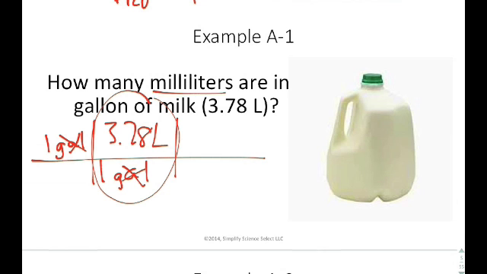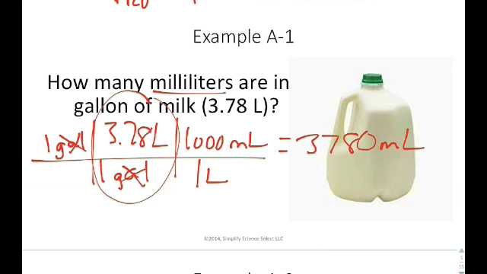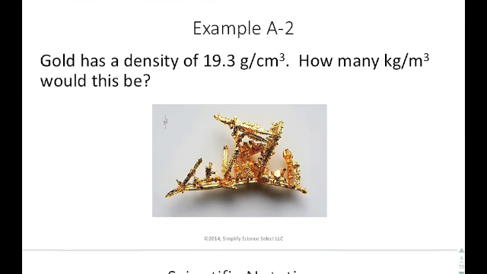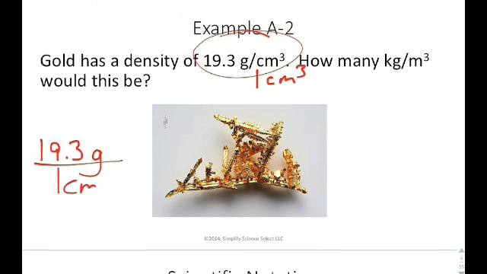But the question says how many milliliters, so I need to take it one step further, and I would say 1 liter is 1,000 milliliters. Multiply it out, you get 3,780 milliliters, and that would be your answer for how many milliliters are in a gallon of milk. The second example we have here is a little bit more complicated. It's 19.3 grams per centimeter cubed. Whenever you see grams per centimeter cubed, that's the same thing as saying grams per 1 centimeter cubed. So what I do is I say 19.3 grams per 1 centimeter cubed.